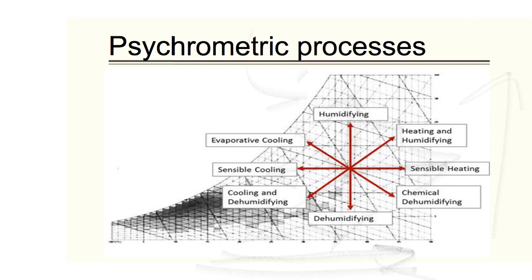And what happens when we reduce the temperature but increase the humidity? That is termed as evaporative cooling. Or in case of drying, a similar process happens. What happens in drying? The temperature of outgoing air reduces while the humidity increases, and opposite to that we have chemical dehumidification.